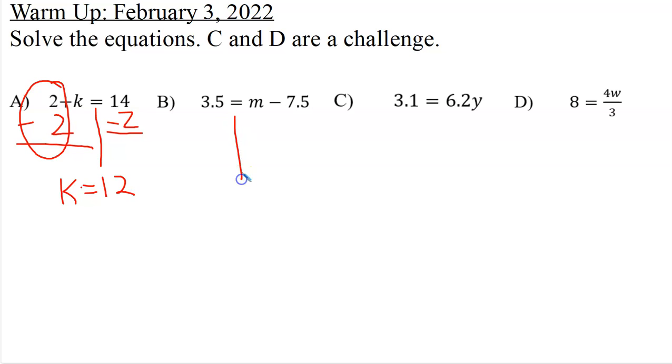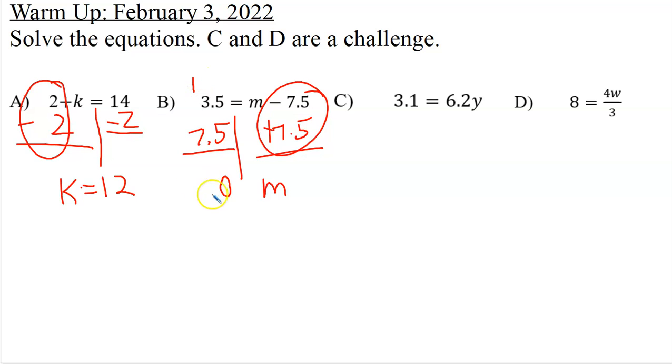For b, I look at the side with the variable. I undo subtraction, which means addition. So I need to add 7.5 to both sides to get the variable on the right-hand side by itself. That's a 0 pair, leaving me with just m on the right-hand side. And then I add 5 plus 5, and I regroup the 1, and I get 11. M equals 11.